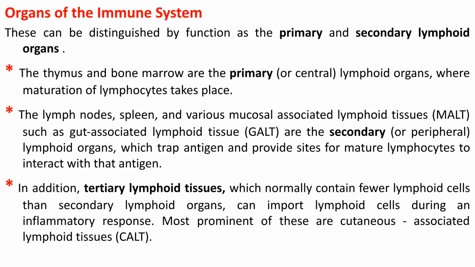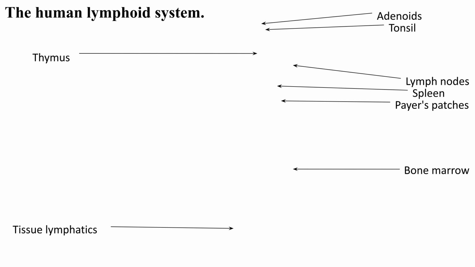The immune system is organized into specialized organs. Primary lymphoid organs, like the thymus and bone marrow, are where lymphocyte maturation occurs. Secondary lymphoid organs, such as lymph nodes and spleen, trap antigen and facilitate interactions with mature lymphocytes.